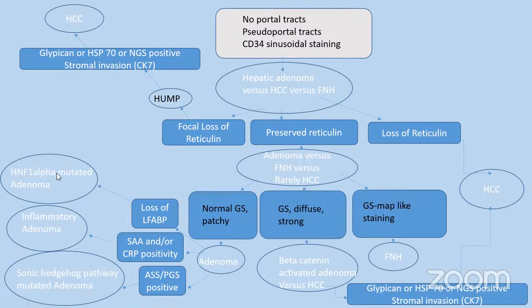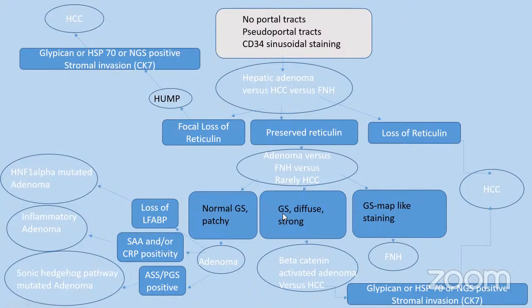The HNF1 alpha mutated adenomas are mostly associated with steatosis. Inflammatory adenomas are associated with inflammation. And if you have ASS1 or PGS positive, then it's a sonic hedgehog pathway mutated adenoma. These usually have histological evidence of bleeding and symptomatic bleeding. So this is when you have a tumor with preserved reticulin and normal glutamine synthetase.